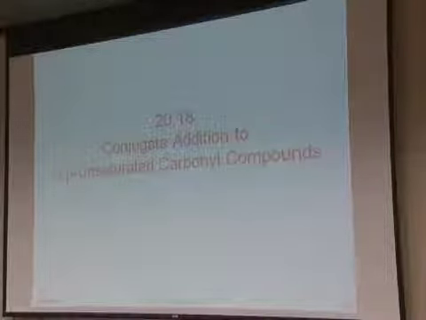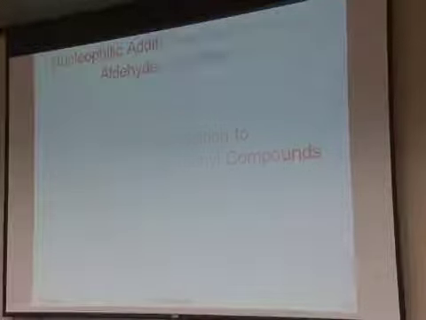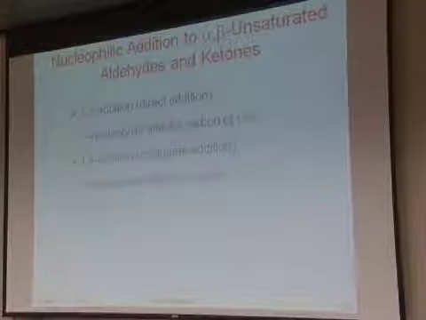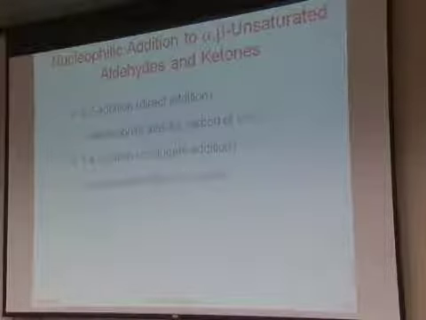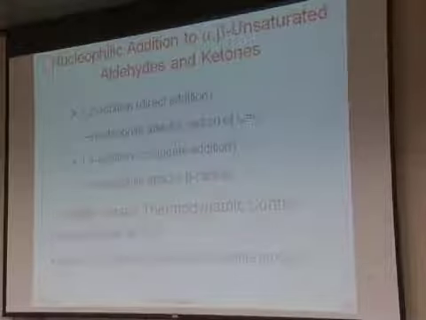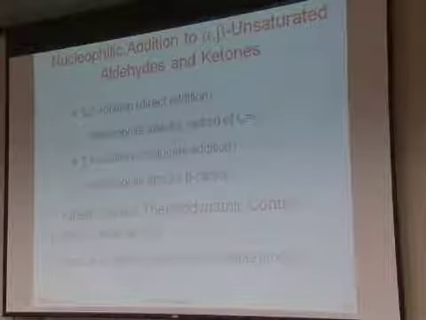So now let's go to conjugate addition: the 1,2 addition and the 1,4 addition to alpha beta unsaturated carbonyl compounds. In 1,2 addition, you have nucleophilic attack at the carbon of the carbonyl. In 1,4 addition, you have a conjugate addition. So in the 1,2 addition, you have a direct addition, and in the 1,4 addition, you have a conjugate addition. So you have kinetic control versus thermodynamic control. The attack is faster at the carbonyl. The attack at the beta carbon gives you the more stable product.